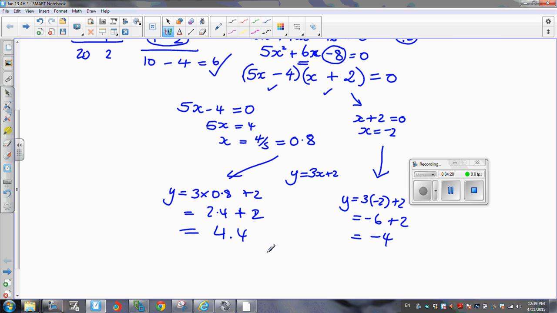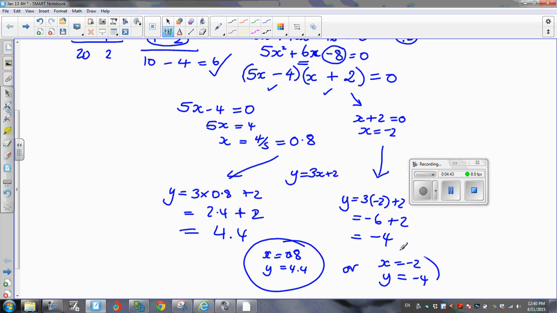Okay, so my two pairs of solutions are either x is 0.8 and y is 4.4. Okay, that's one pair. Or x is minus 2, y is minus 4. That's the other pair.